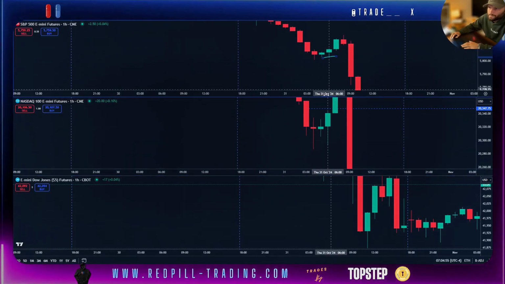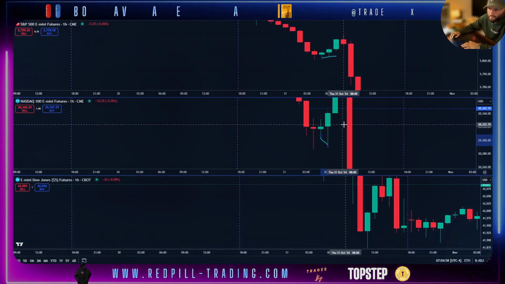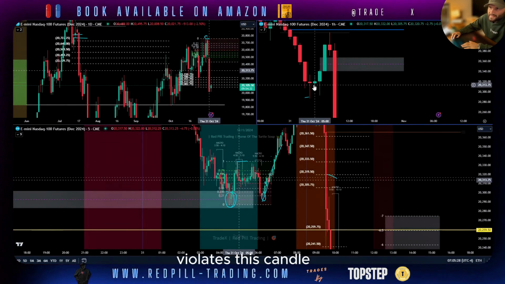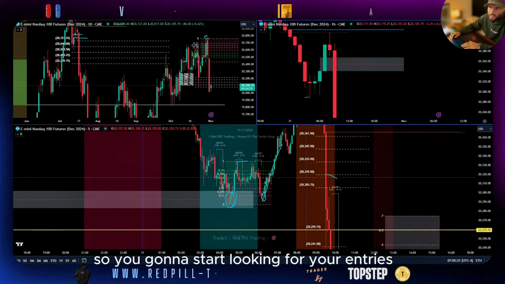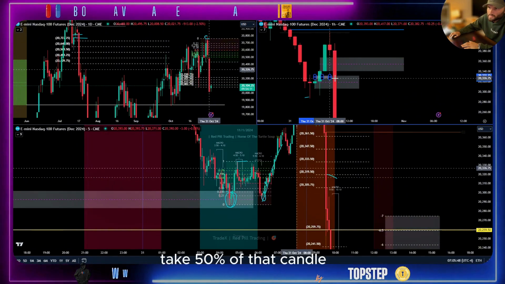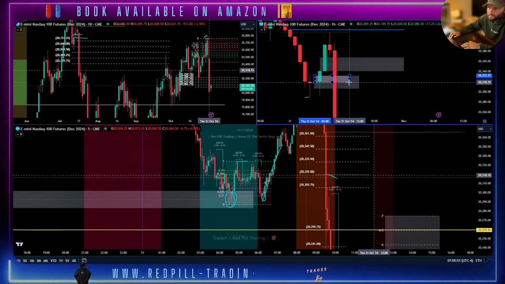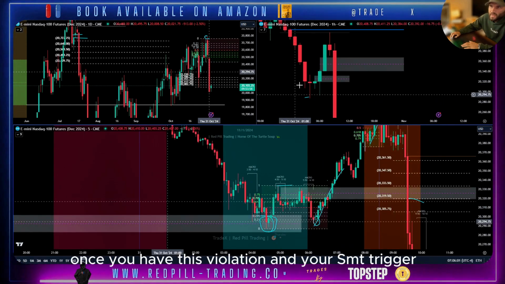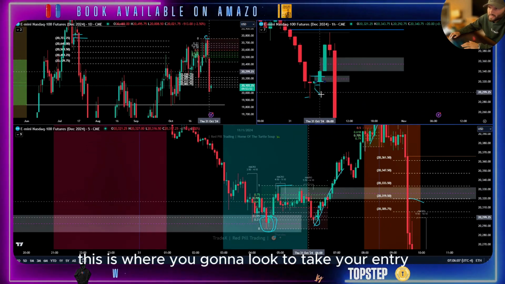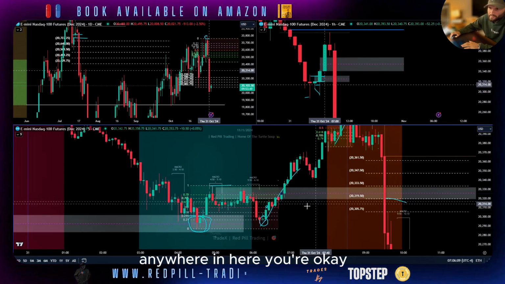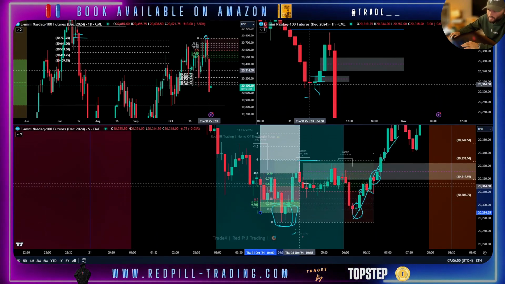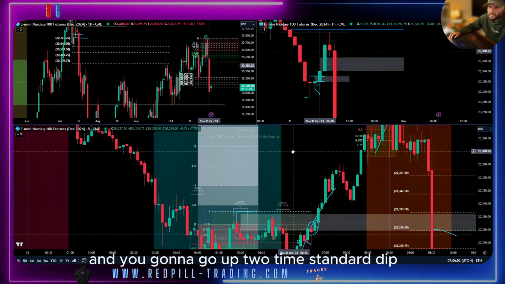Right here. Once price violates that hourly candle, violates this candle, you're going to start looking for your entries. So I'm always going off that candle after SMT. Take 50% of that candle. There's your change in the state of delivery. Once you have this violation and your SMT trigger, this is where you're going to look to take your entry. Anywhere in here, you're okay. You're then going to go back to your original range and you're going to go up 2 times standard deviation.